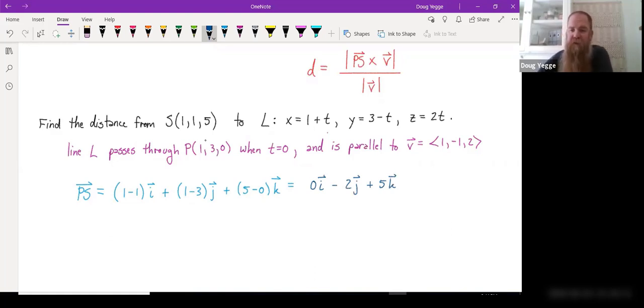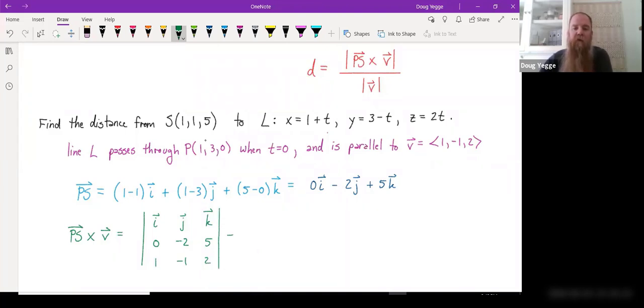Okay, so at least we know what PS is. PS is going to be that vector, but that's not all I need. I need PS cross v. So now I have to do a little bit more work. I've got to find what PS cross v is by using my determinant. So set up your determinant as i, j, and k. Your first vector is PS, which is 0, negative 2, 5, what we just found. And I'm going to cross that with v, which we knew from the line, 1, negative 1, 2.